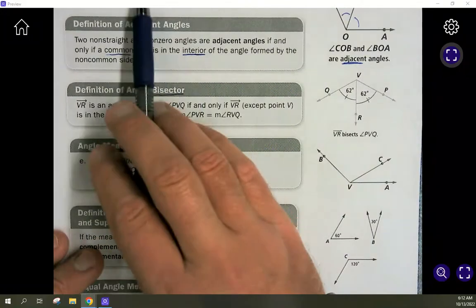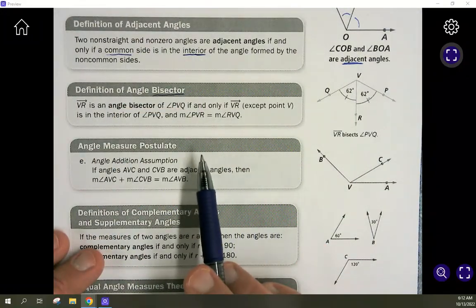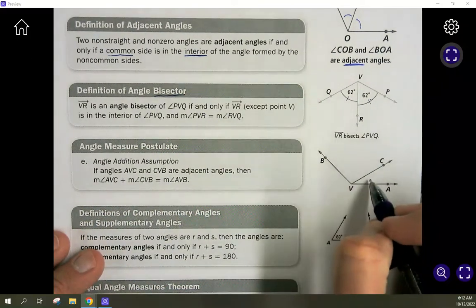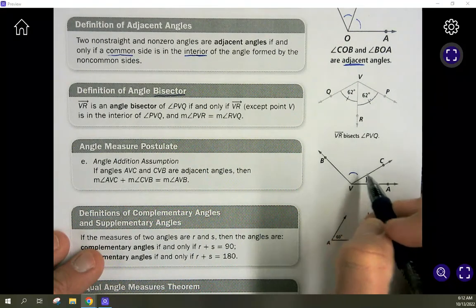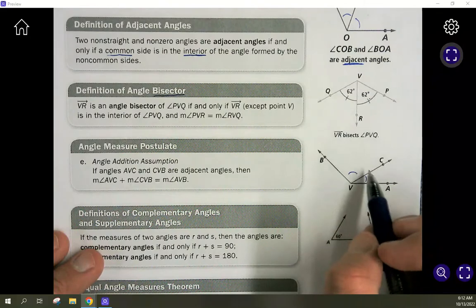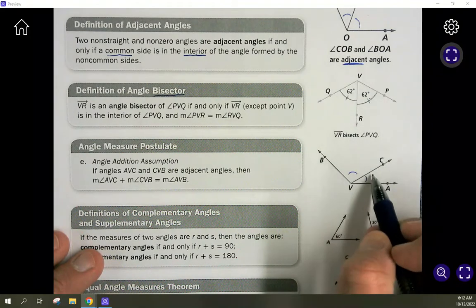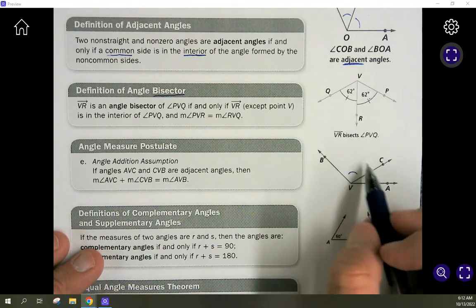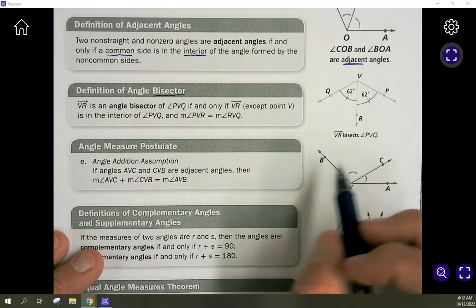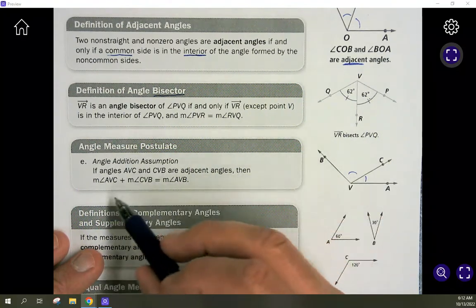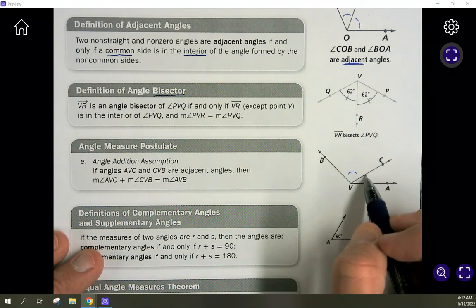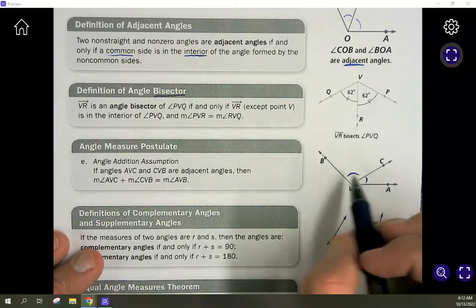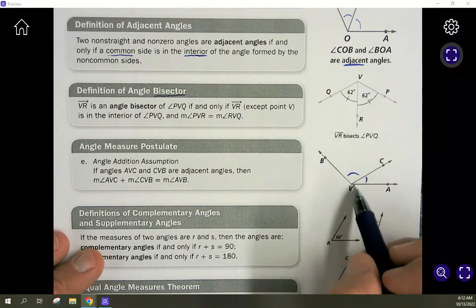All right, the angle measure postulate. This refers back to the big idea now. It says if angles AVC and CVB, so these two angles, if they're adjacent, and they are, okay, they share a side, and the angle that they're both a part of, this bigger angle, AVB, is less than 180. It's an interior angle. So these are considered adjacent. So if they're adjacent, which these are, then the measure of AVC, this angle right here, plus the measure of CVB equals the measure of AVB.